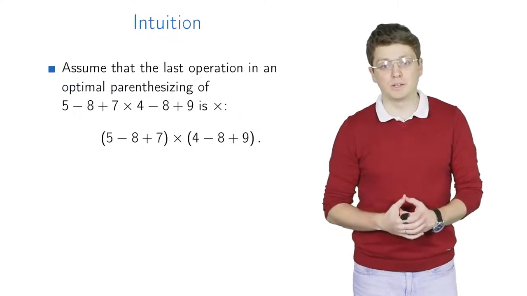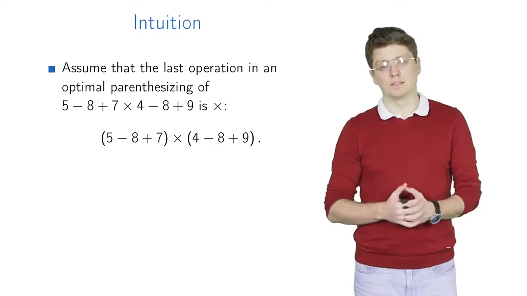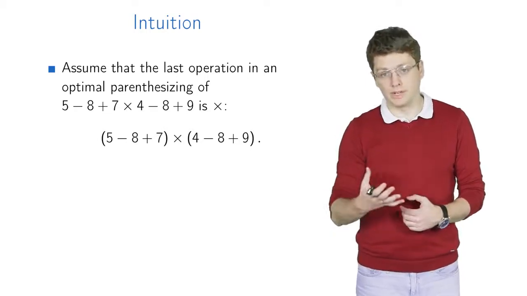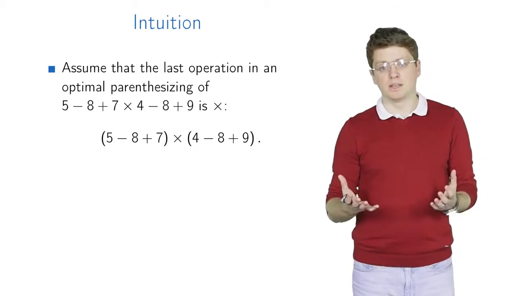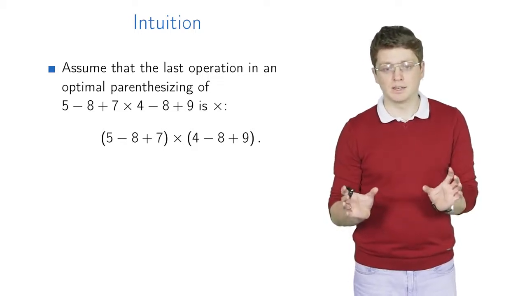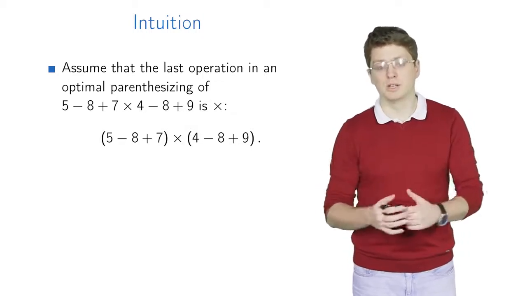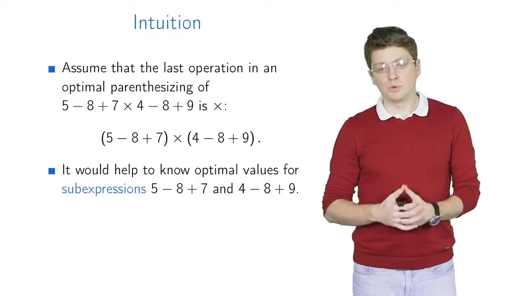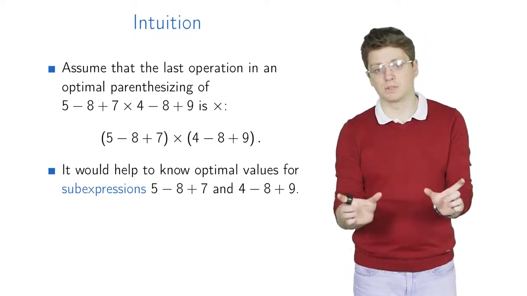We start building our intuition by reconsidering our toy example. So assume that the multiplication is the last operation in some optimal ordering, an ordering leading to an optimal value in this toy example. Well, this means that in this expression we already have two pairs of parentheses, and our goal is to parenthesize the initial sub-expression and the second sub-expression so as to maximize the value. This means that it would be good for us to know what is an optimal value for the first sub-expression and for the second sub-expression, right?